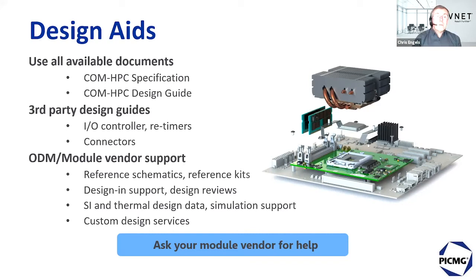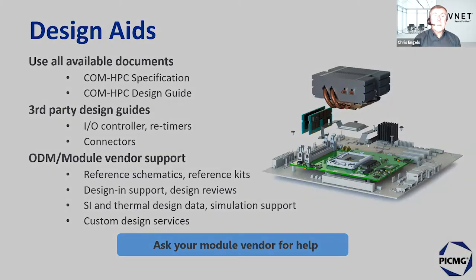My company, Avnet, for example, provides reference schematics and reference kits, which help to accelerate the design process. You can also get design-in support and design reviews. You can get signal integrity or thermal data, get simulation support. You could also ask for custom design services. So I think it's a great area where you can get a lot of help in order to start your first COM-HPC design.